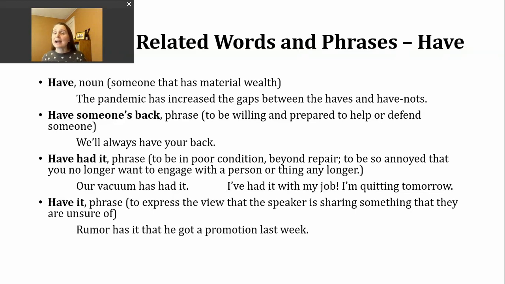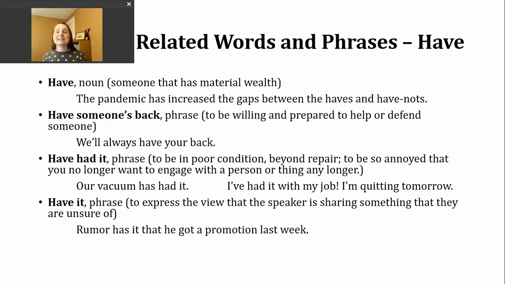Another phrase you might hear is to have had it. This can have a couple different meanings based on how it's used. The first way you might hear it used is you're describing an object or a thing that is in poor condition. And maybe it's so poor you can't even fix it. You can't repair it. Okay? An example of that might be someone saying, our vacuum has had it. We're going to have to buy a new one.